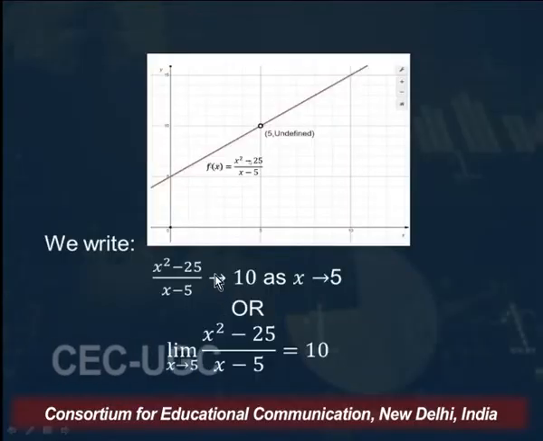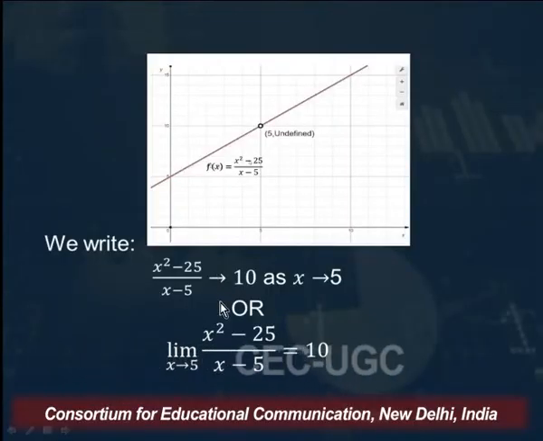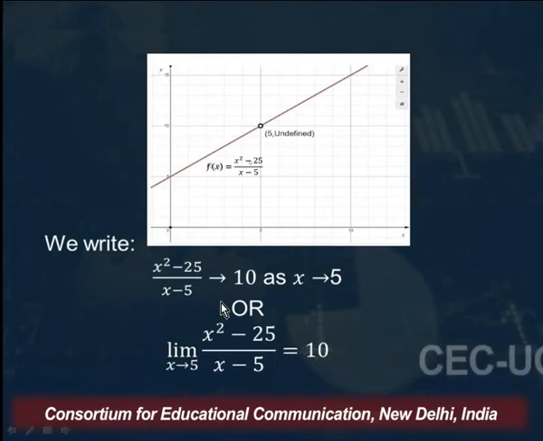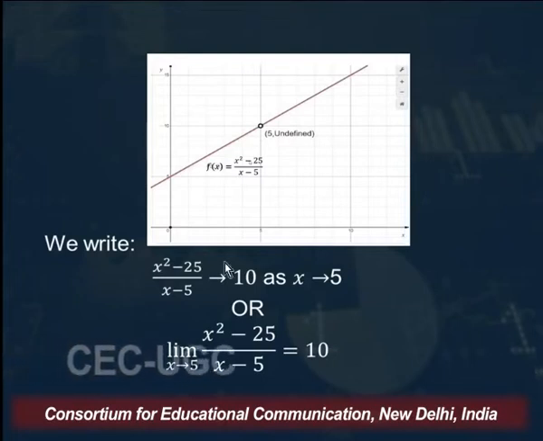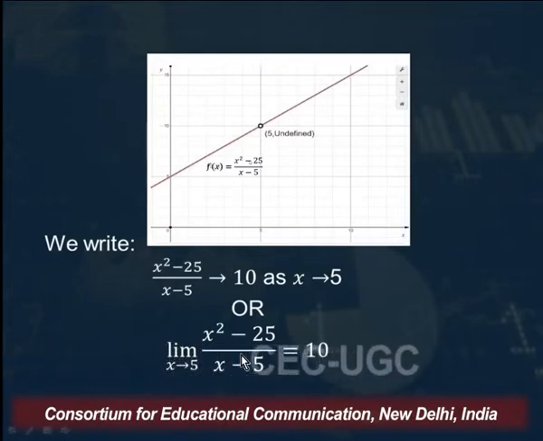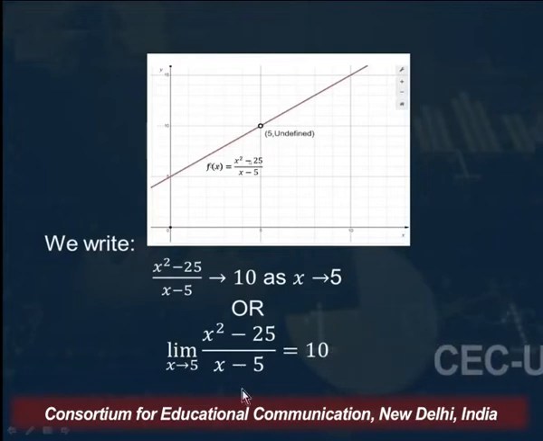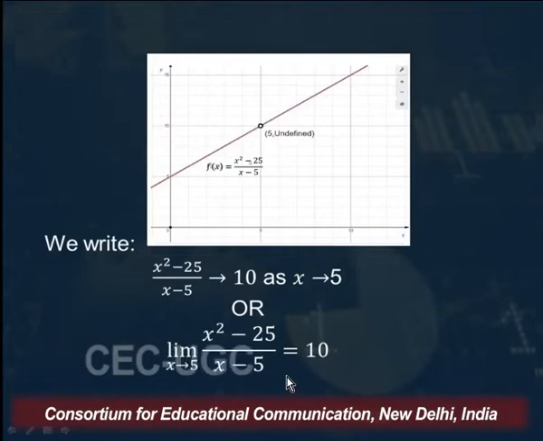So what we have seen here is that x squared minus 25 divided by x minus 5 approaches the number 10 as x approaches 5. Or more formally, the limiting value of x squared minus 25 divided by x minus 5 as x tends to 5 is equal to 10. So we have different ways of expressing ourselves. We can say x tends to 5, or x approaches 5, or x comes closer and closer to 5. Whichever way you're comfortable expressing yourself is absolutely all right.